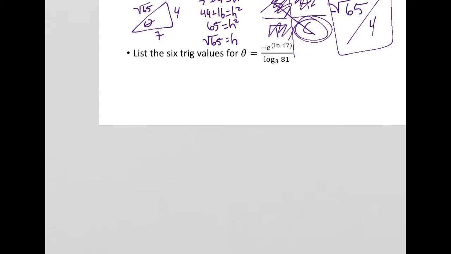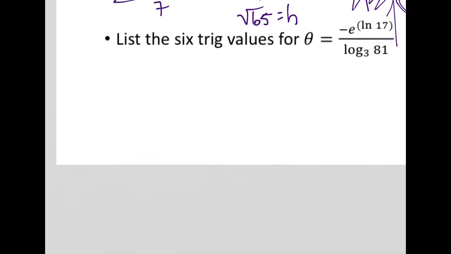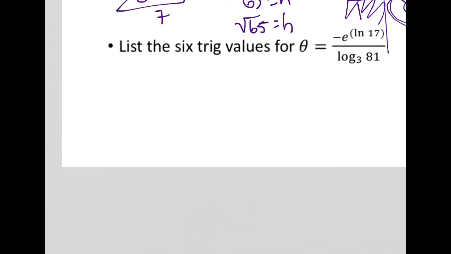All right, next problem, list the 6 trig values for theta when theta is the negative e to the ln of 17 over log base 3 of 81. Mr. Reed, why are you bringing logs into the mix? What are you doing to us? Well, these should be pretty straightforward logs.